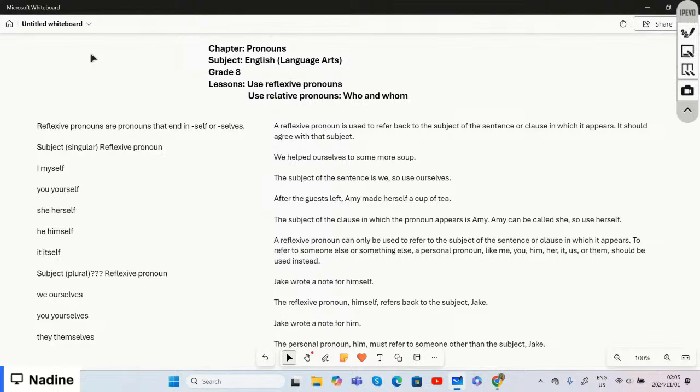So our chapter is pronouns. Our subject is English language arts. We're doing grade 8. And the lessons that we are going to be focusing on under the chapter of pronouns is to use reflexive pronouns and to use relative pronouns, which is who and whom.